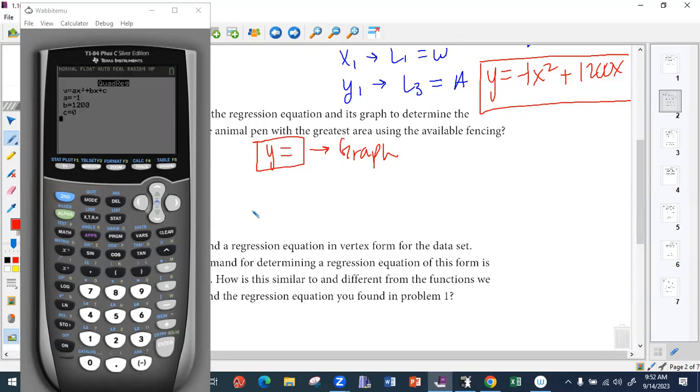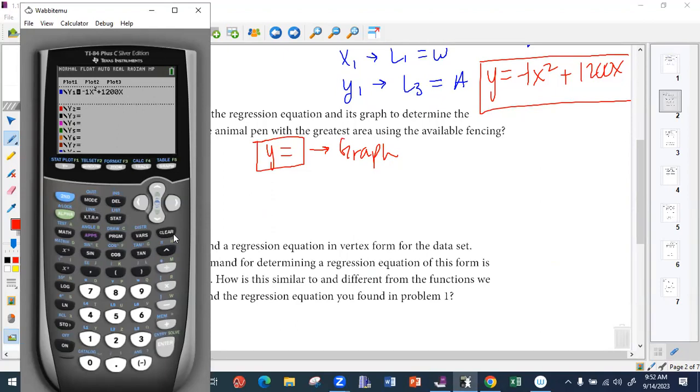Does that make sense? All right, so I'm going to go to y equals. I'm putting in my equation. What is my equation? Negative 1x squared plus 1200x. That's the equation that we got from above, right? Okay, I'm going to press graph and not see it. I'm going to give you 90 seconds to see if you can fix your window to see your graph. And then we will go over how to do it.